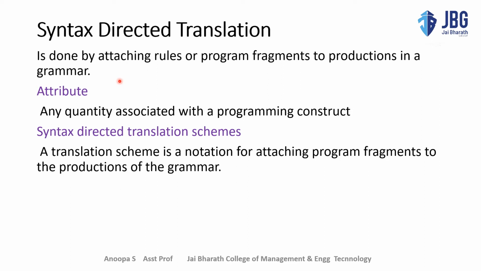Some basic things that we want to understand. One is an attribute. What is an attribute? Any quantity associated with a programming construct is called an attribute. It can be an integer, a string, a line of code, anything. A syntax directed translation scheme is a notation for attaching program fragments to productions of a grammar. So we get syntax directed translation by attaching program fragments to productions, and how they are attached is explained by syntax directed translation schemes.